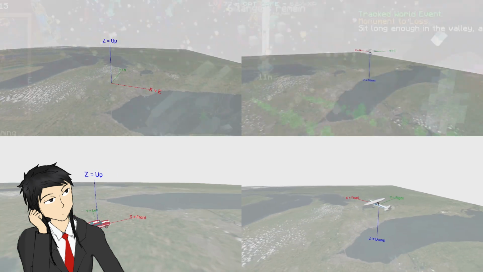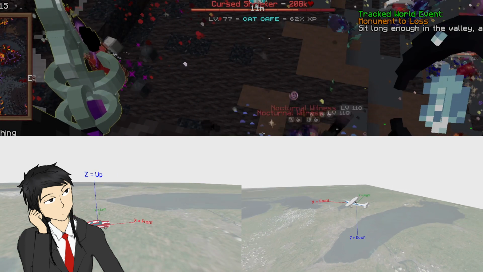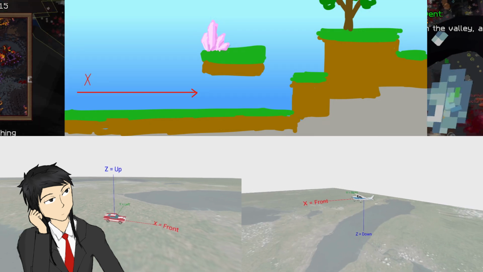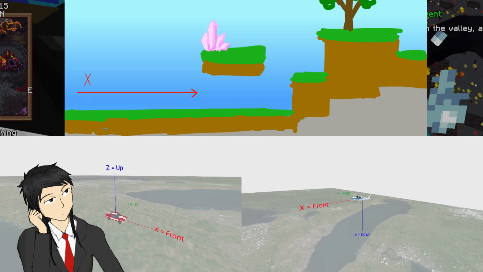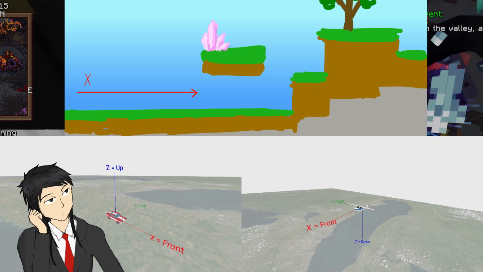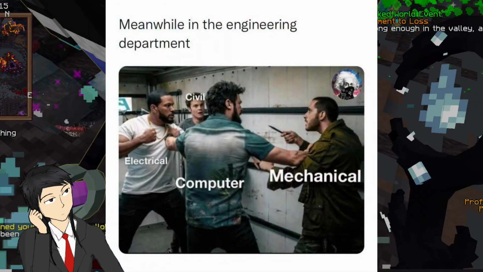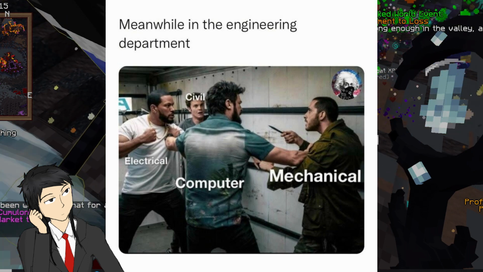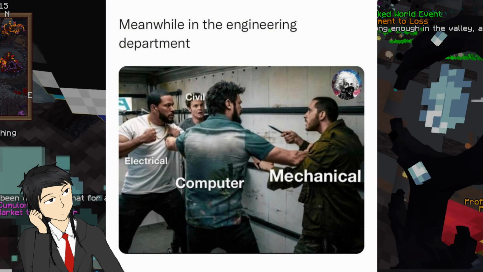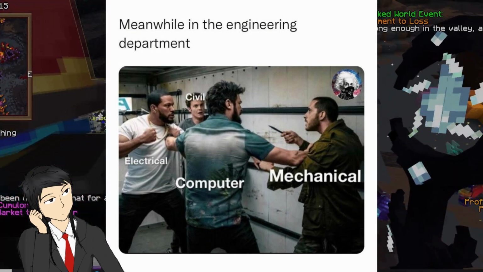And I suppose X being forward is more intuitive. So in a sense, we all live in a side-scrolling platformer world according to the axis labels. But yes, the engineering department has spoken. In the real-life server, Z is up if you're on land, or Z is down if you're at sea or in air.